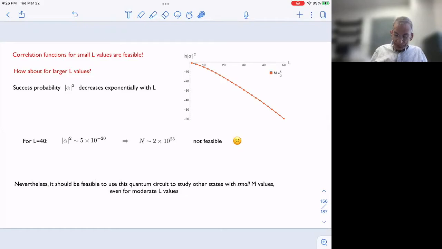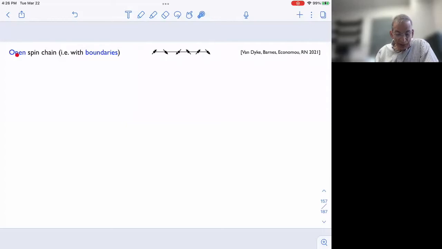Okay, I want to say in the closing minutes a little bit about open spin chains, that is, spin chains with boundaries, because so far I was talking about periodic chains. So spin chains with boundaries are also of interest, both experimentally and theoretically. And this is work I did with this Virginia Tech team. So the Hamiltonian, for example, would be this one, which is the same as the one I showed you in the beginning. The only difference is this.